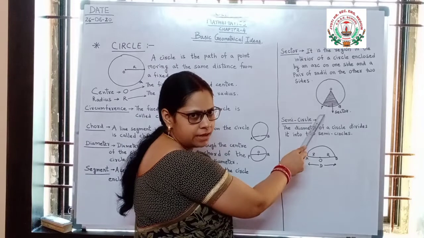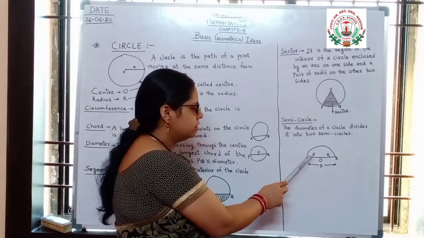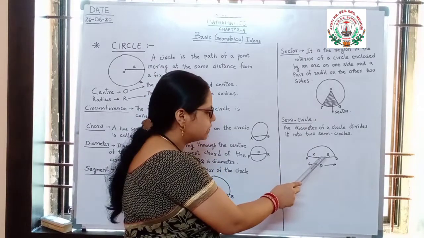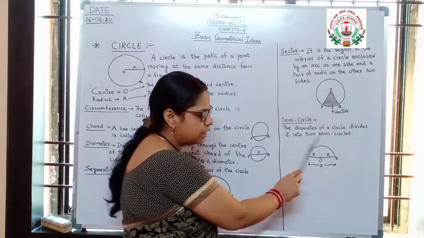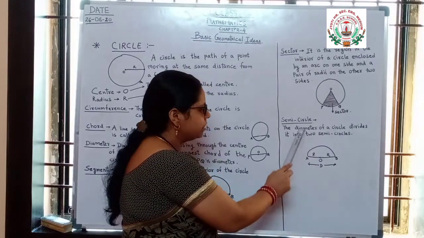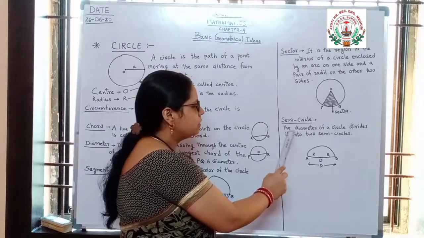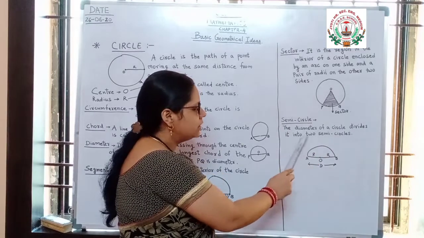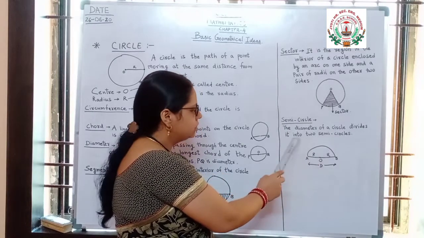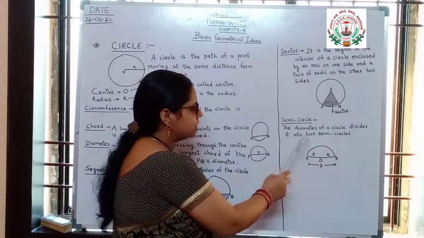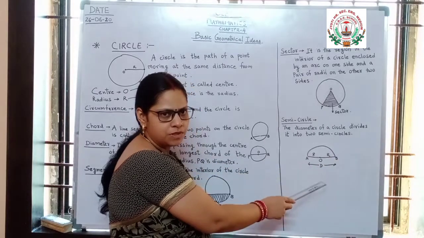And semicircle, that is half of the circle. Passing through the center, two radii will be there, and half of the circle is called the semicircle. So the diameter divides the circle into two halves. The diameter of a circle divides it into two semicircles.